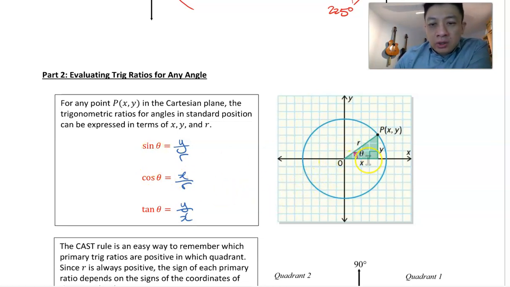So the sine ratio to this angle is opposite over hypotenuse, so we'll say y over r. The cos theta is adjacent over hypotenuse, so that's x over r. And tan theta is y over x, because that's opposite over adjacent.